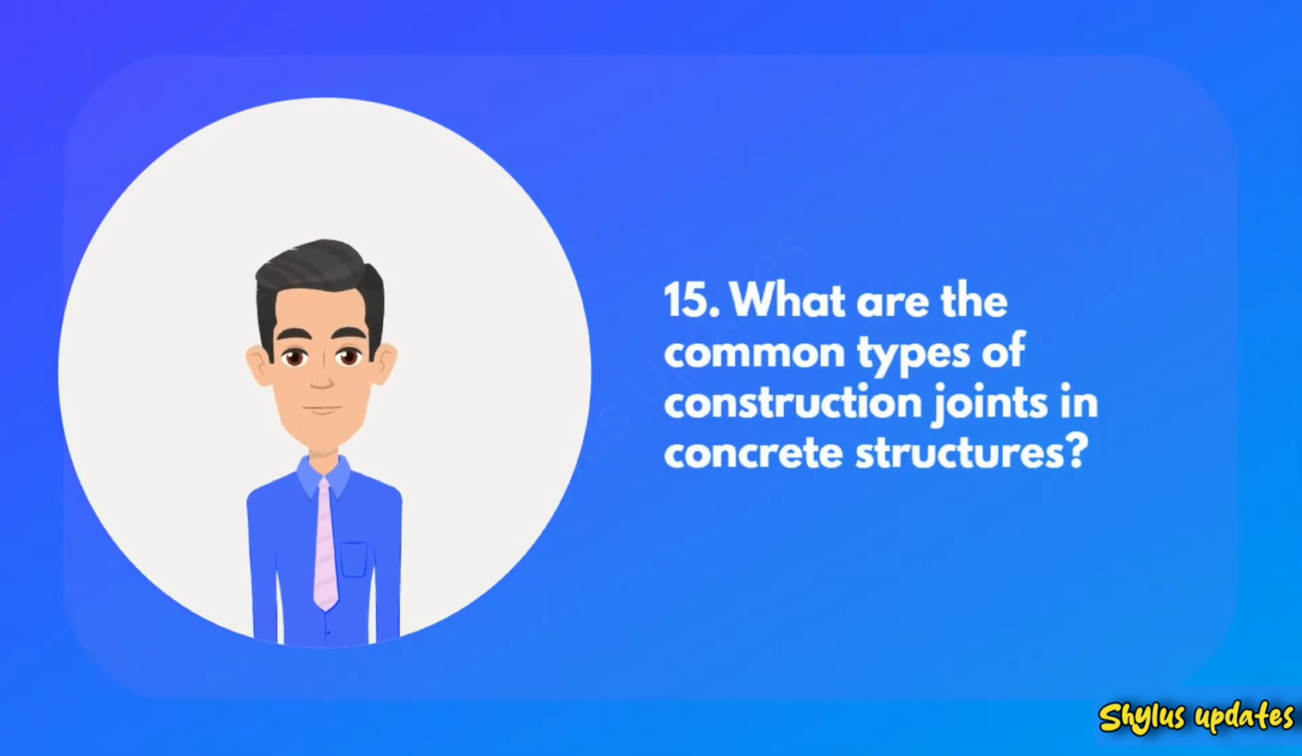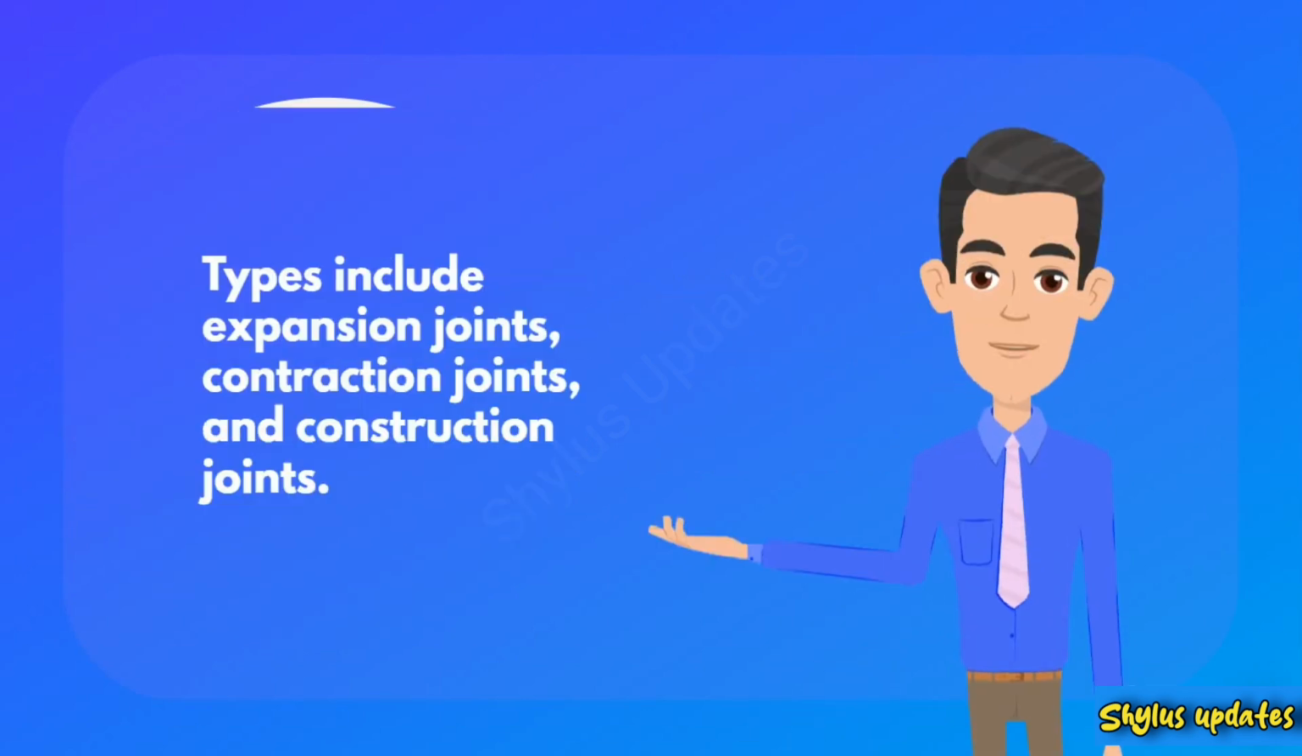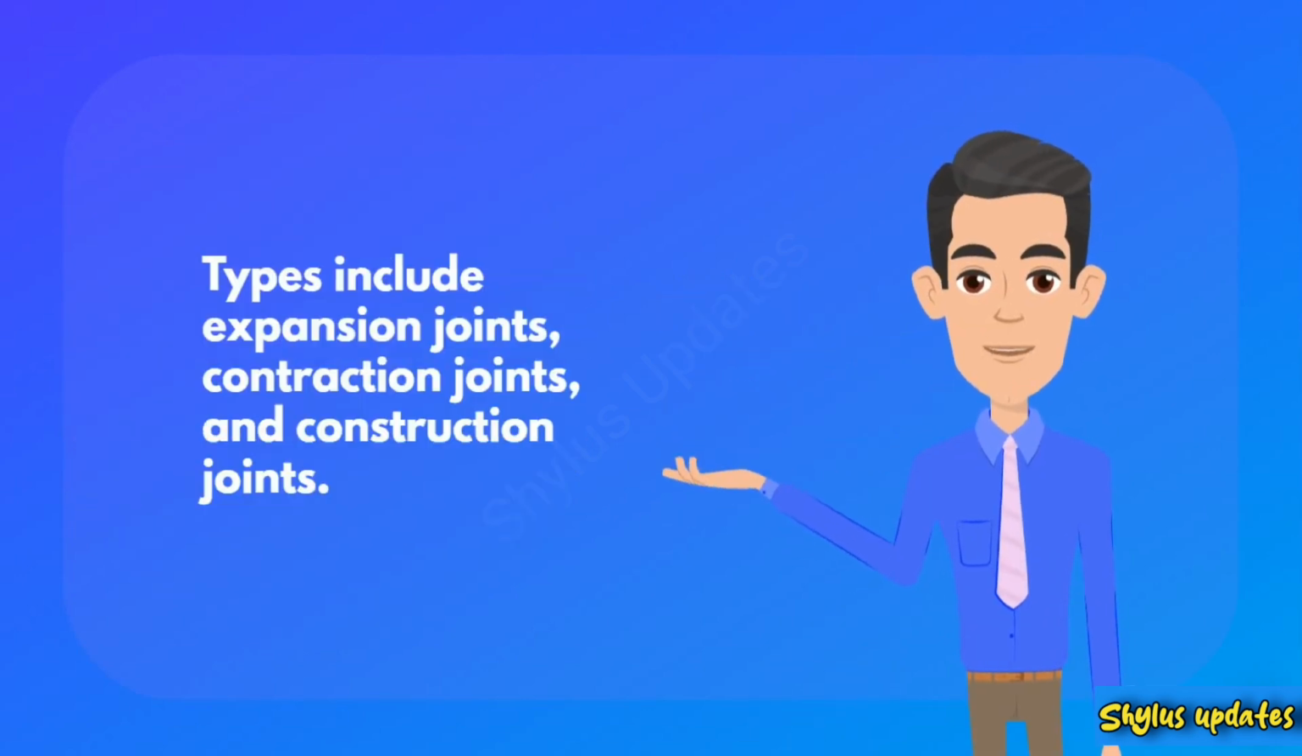15. What are the common types of construction joints in concrete structures? Types include expansion joints, contraction joints, and construction joints.